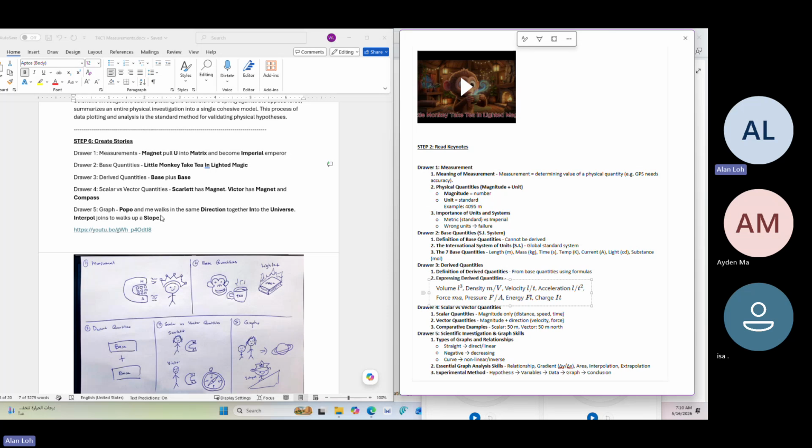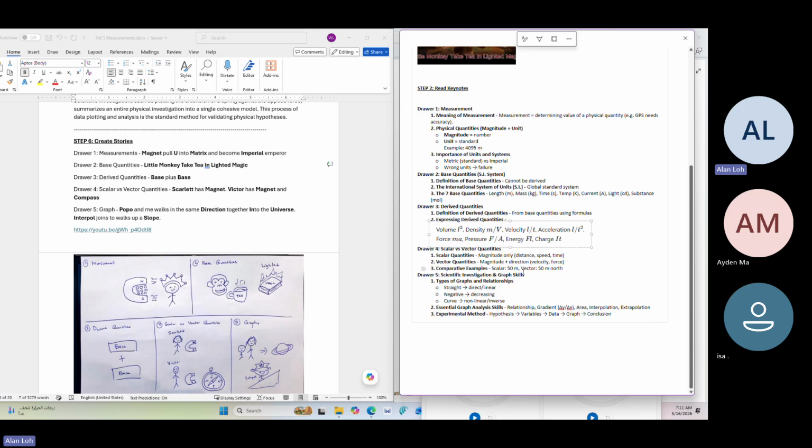Compass is representing direction, right? I hope you know what a compass is, right? If you don't, you need to find out.